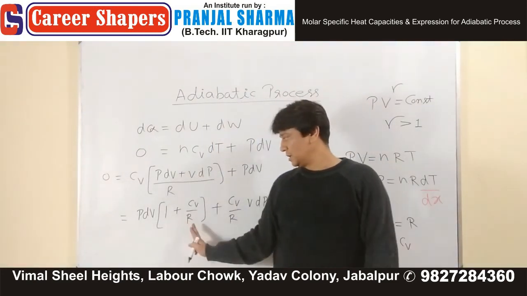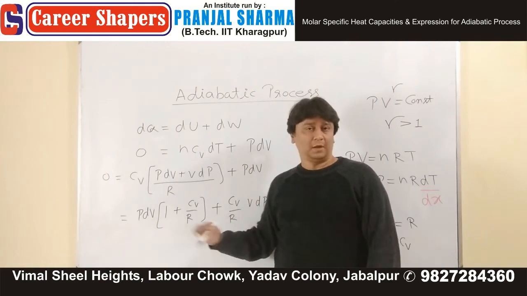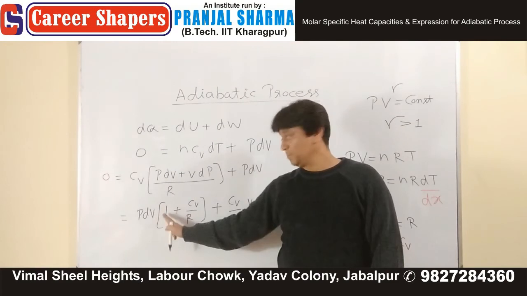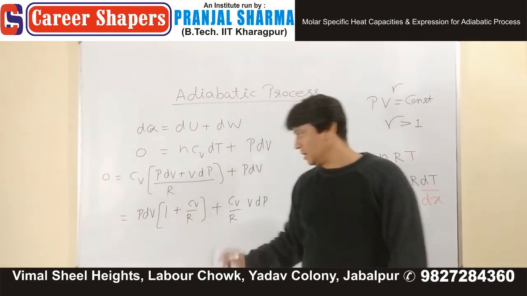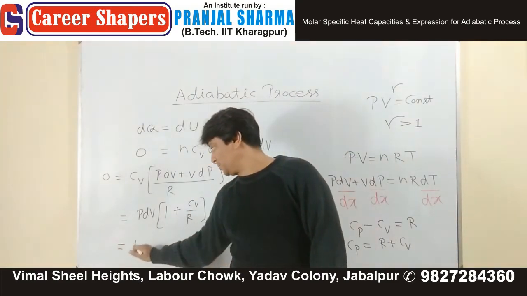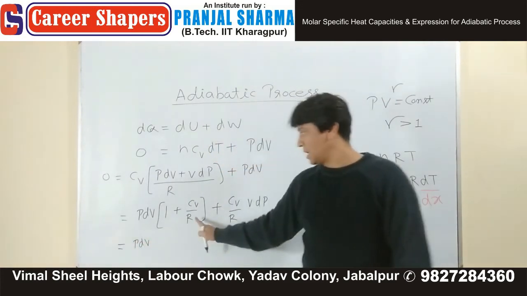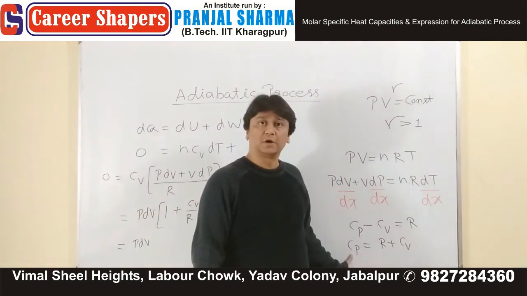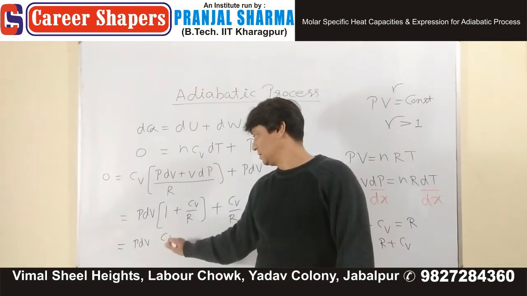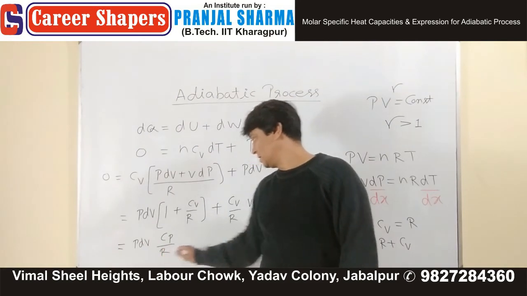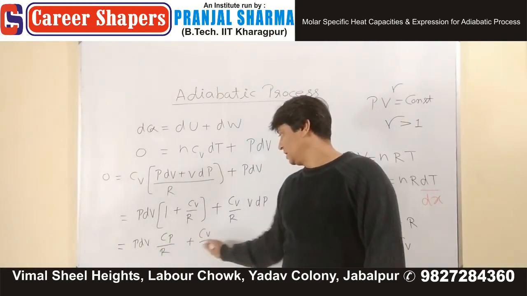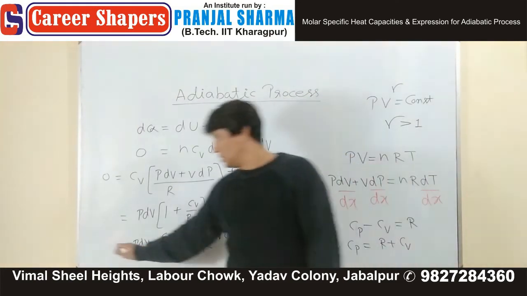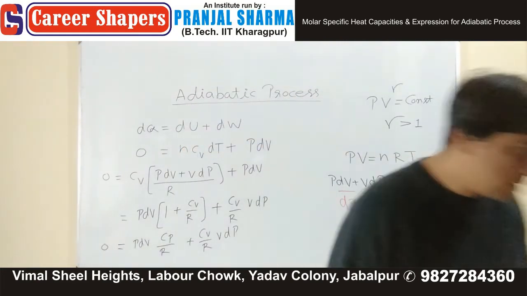ये क्या लिखा हुआ है? R plus Cv. एक स्टेप बचा लेते हैं ना. I hope you can see that this is R plus Cv whole divided by R, which means this is P dV, R plus Cv. R plus Cv is your Cp, divided by R, plus Cv divided by R into V dP. This side it's 0.